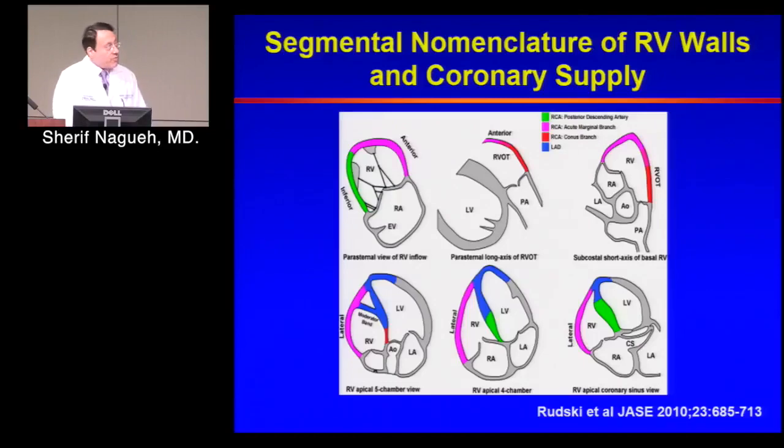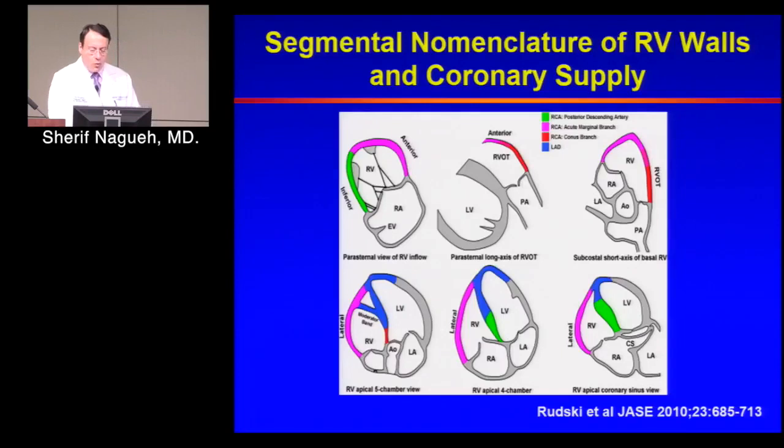So remember the parasternal view that shows you the RV inflow. You have the anterior wall and you have the inferior or diaphragmatic wall. The anterior wall gets its blood supply from the acute marginal branch of the right coronary artery. The diaphragmatic wall gets its blood supply from the posterior descending artery. If you are interested in the RV outflow tract, that comes from the conus branch, a branch that if cannulated can at times lead to ventricular arrhythmias.